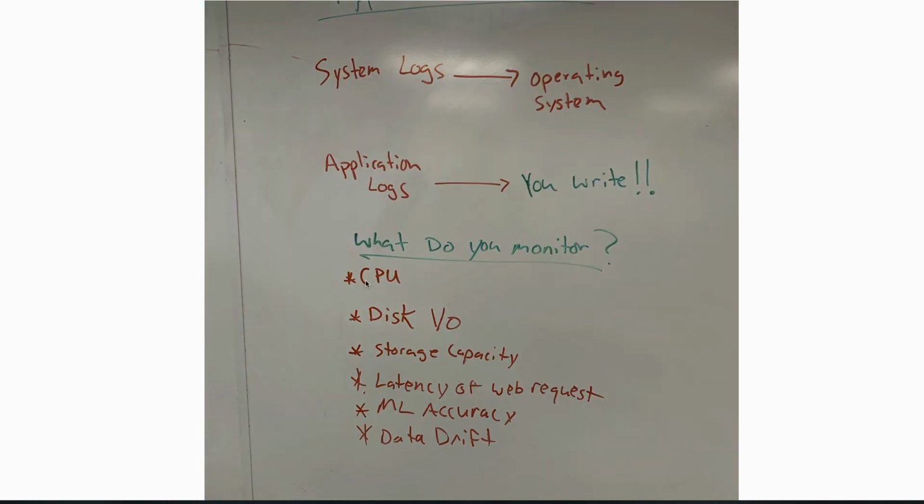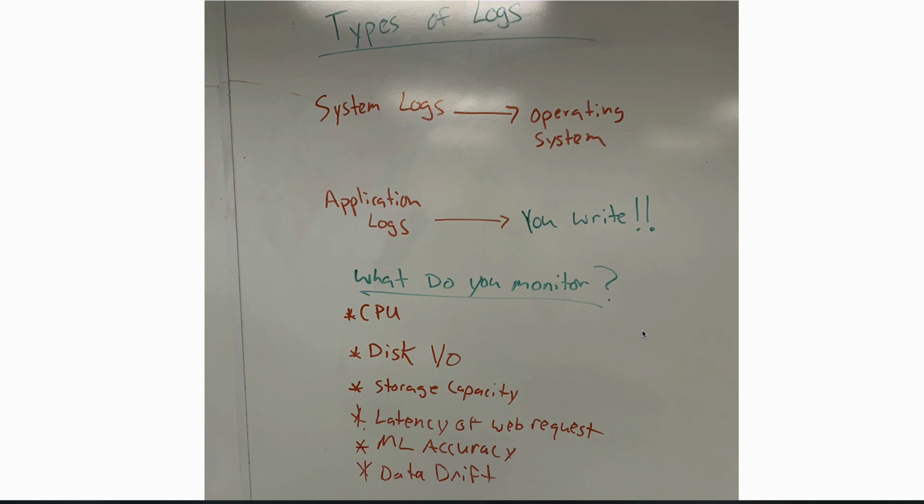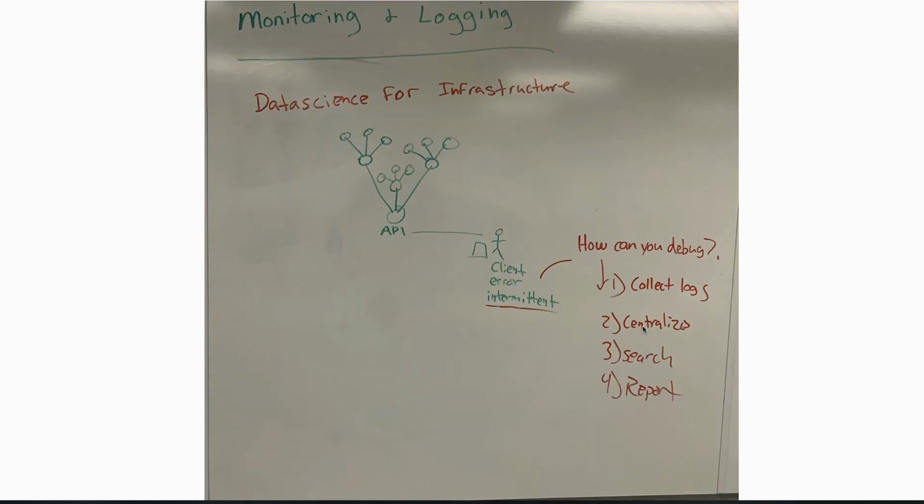Now, what do you monitor? Do you want to monitor CPU? Do you want to monitor disk I/O? Well, yes, you want to monitor all these things: storage capacity, latency of a web request, the accuracy of a machine learning model. These are all the kind of things that are really critical to log in your infrastructure. And so really, in a nutshell here, I think the main takeaway is that monitoring and logging is data science for the infrastructure. If you're a data scientist, you should care about this, just like you care about the other kind of data science techniques that you're using in your everyday life.